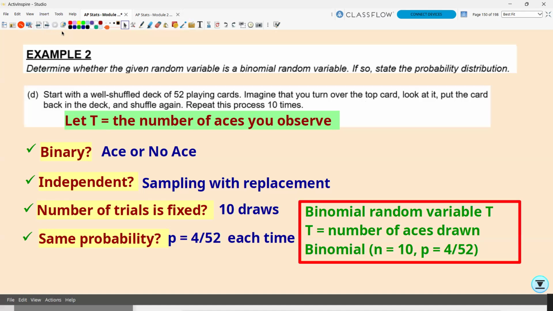So we have ourselves a binomial random variable T. T is the number of aces drawn. Binomial, n equals 10, p equals 4 over 52.